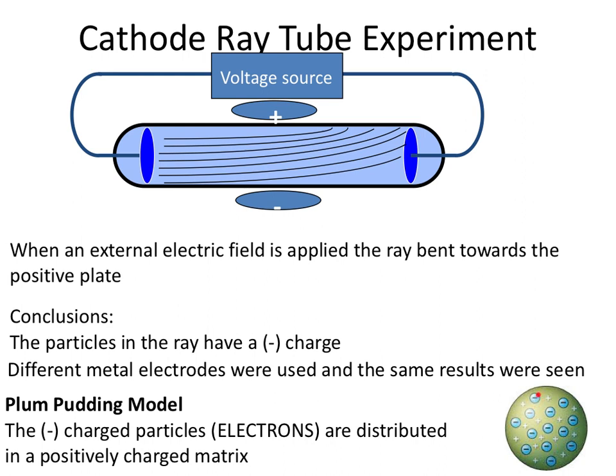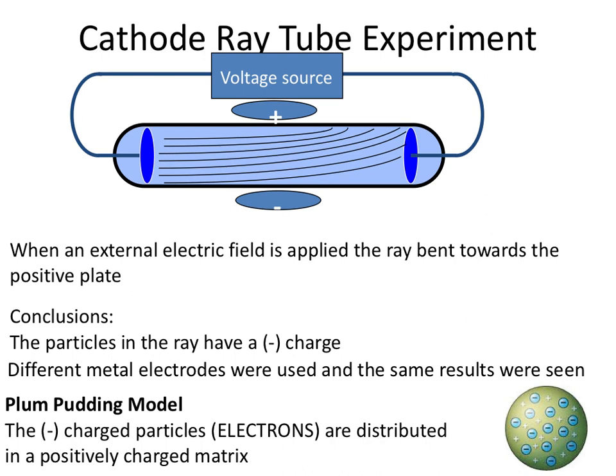Again, remember, the indication of the electrons being actual particles is represented by the circles around the negative charges. And then the positive charges that are represented here are not circled, because that matrix space in the atom is positively charged, but it's not particulate, or at least not at this point in time. Okay, so this is J.J. Thompson's contribution to the atom.